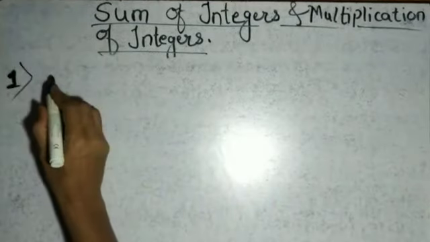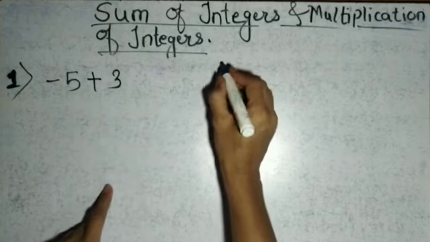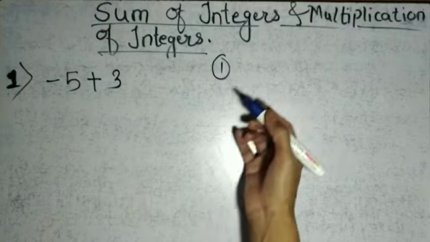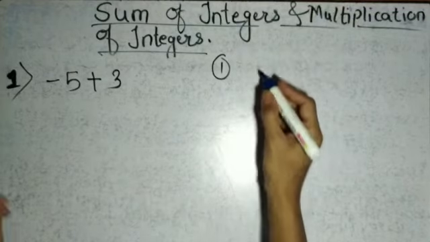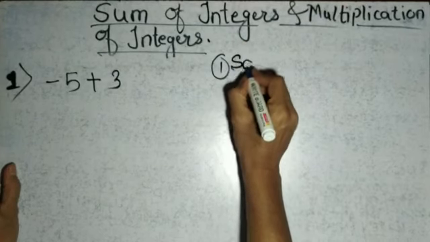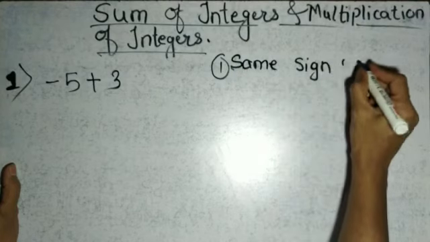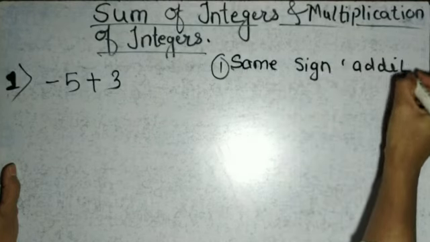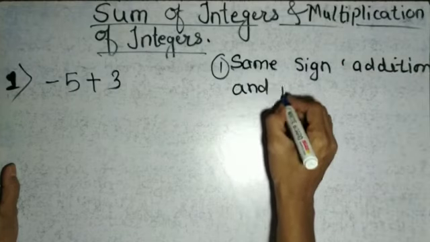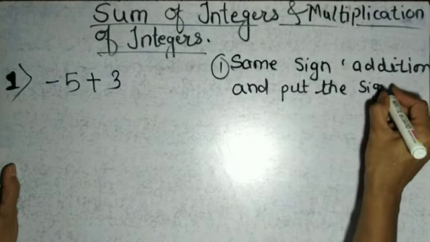So here we will start the example. Take -5 plus 3. For solving these there are two rules and these rules are very important. So I am giving you those rules in writing. Same sign: you have to do the addition and put the sign of the bigger number.